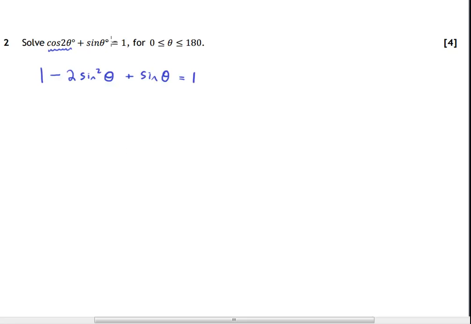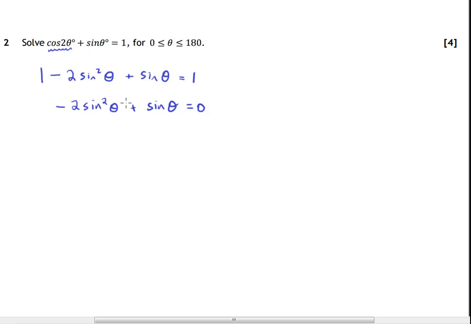Notice this is also measured in degrees, and the domain in this case is 0 to 180. Now a little bit of simplification first. Subtracting 1 from both sides leaves us with minus 2 sine squared theta plus sine theta is equal to 0.